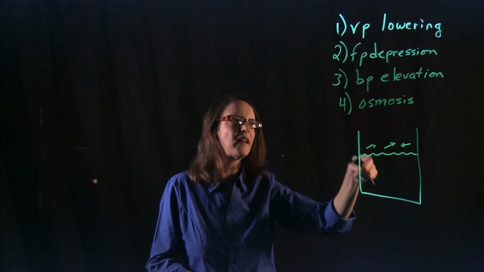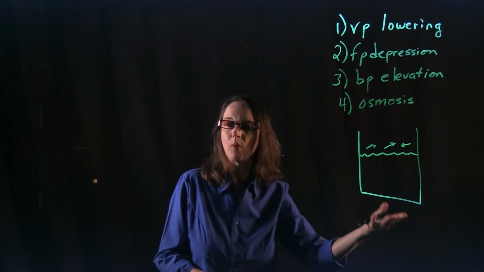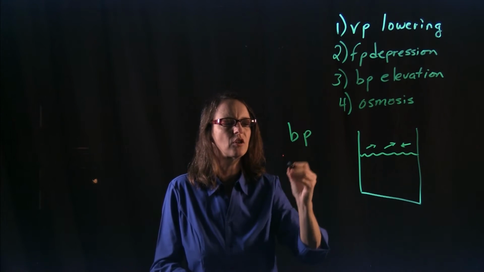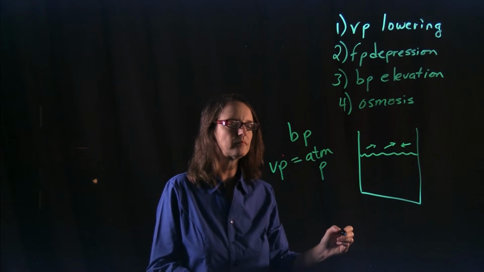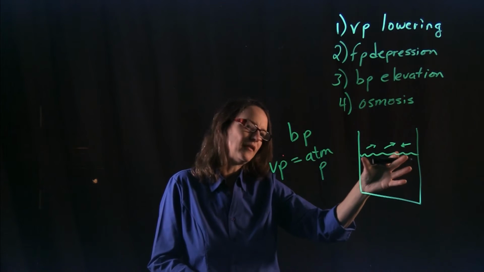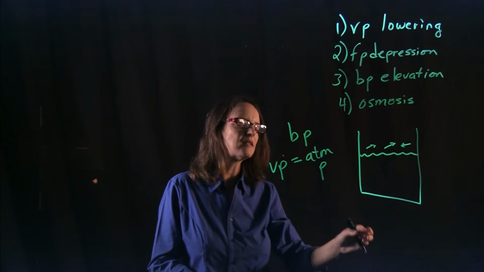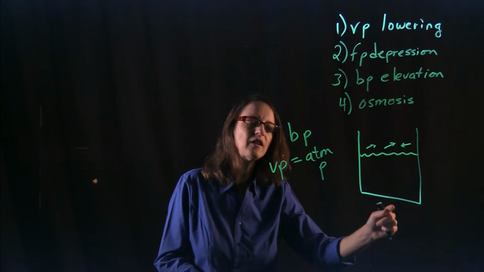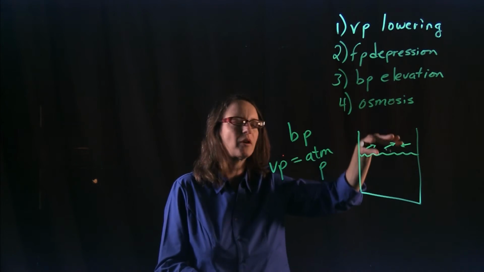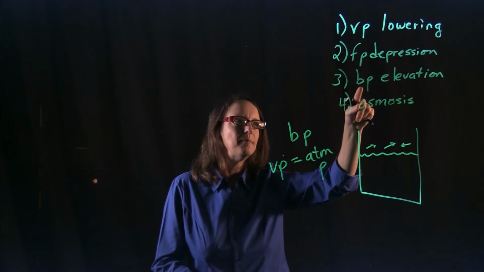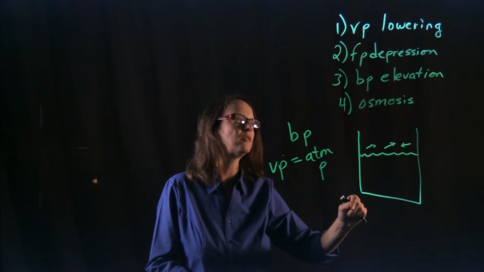But if we extend that argument to boiling point elevation, as you heat up this solution, we know that boiling point occurs when the vapor pressure is equal to the atmospheric pressure. So in a solution, if the vapor pressure starts out lower than that of the pure solvent, that just means that we're going to need a higher temperature in order for that vapor pressure to be large enough to equal the atmospheric pressure pushing down. That means that the boiling point of a solution is always higher than that of the pure solvent.